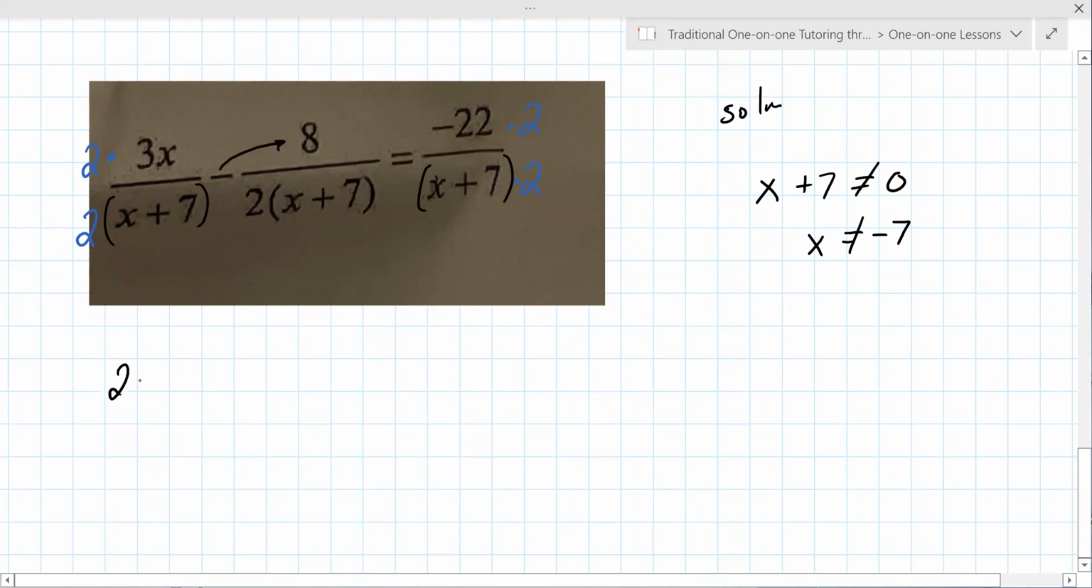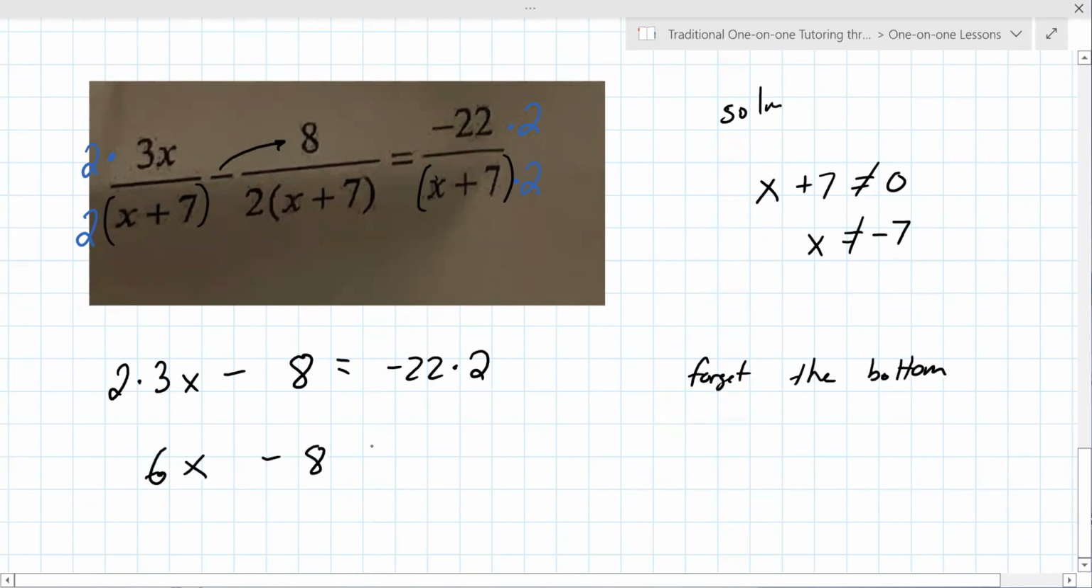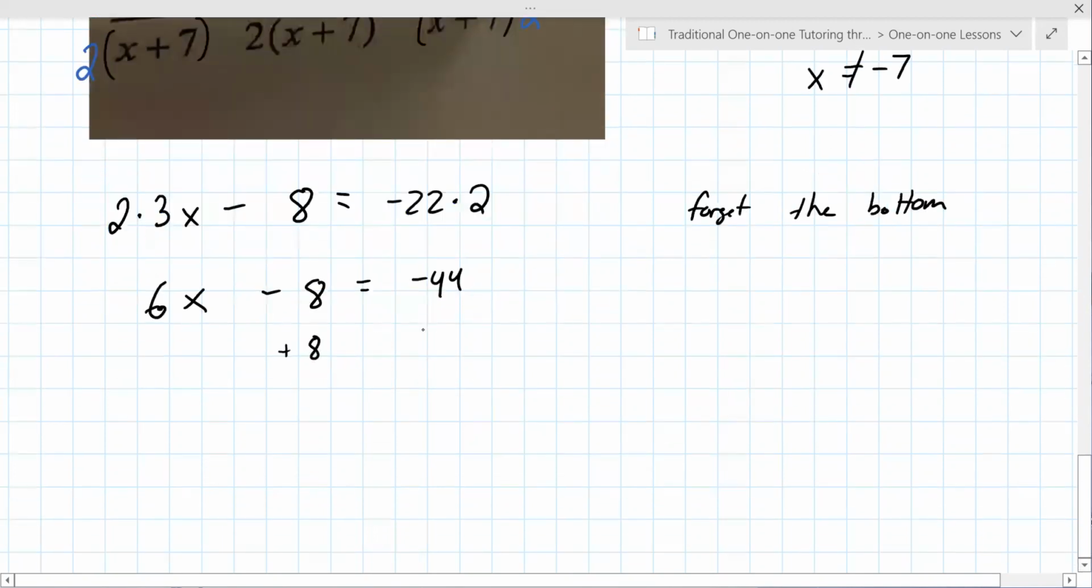So it's 2 times 3x minus 8 equals minus 22 times 2. So you can forget the bottom. You don't have to rewrite it as far as I'm concerned. Okay. So that's 6x minus 8 equals minus 44. And from here, you just solve the way you've done for many years here. 6x equals minus 56. Divide by 6.